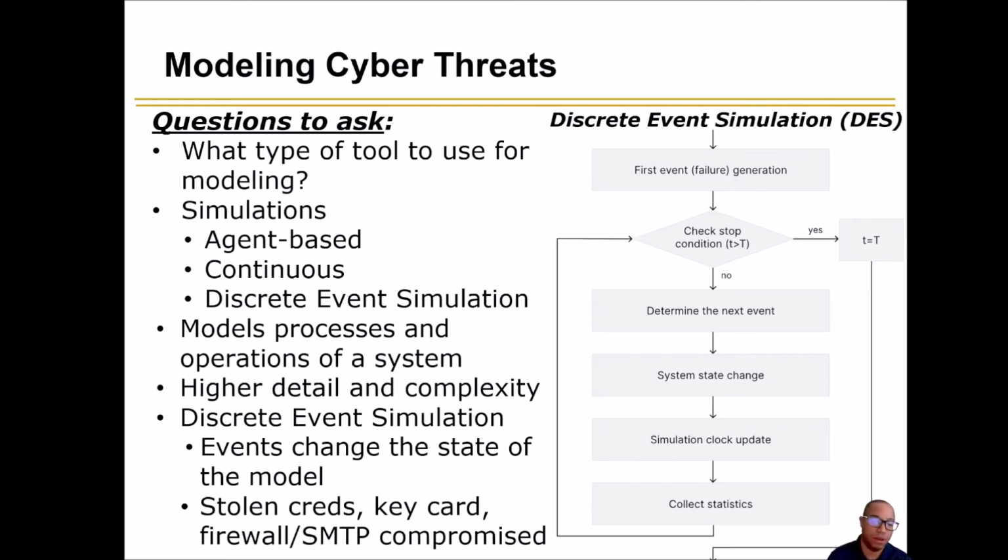For example, previously we looked at how we would have a system compromised. So different kinds of events would be stolen credentials, a key card being compromised or stolen, a compromised firewall, or mail server. When we can detect one of those things happening in our simulation, that would be an event. The event will then drive the simulation to move forward to the next status level, and then we can model what the response would be in that simulation.